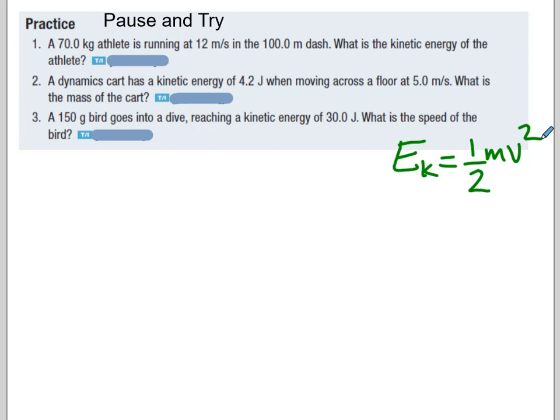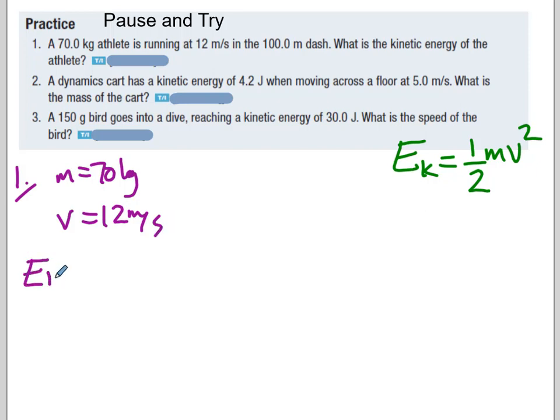Okay, let's come back here. So let's take a look now. A 70 kilogram athlete. So let's do number 1. So I have a mass of 70 kilograms, so that's in the right units. It's running at 12 meters per second. What is the kinetic energy of the athlete? So if we look at EK, there's nothing in there about distance. So at this point in time, we don't need that. So we have 70 times 12 squared all over 2.